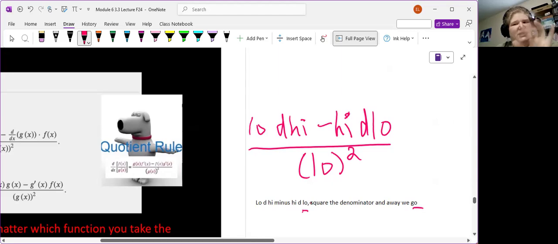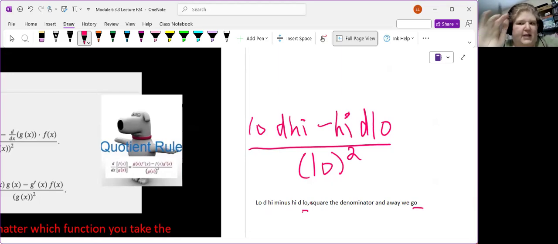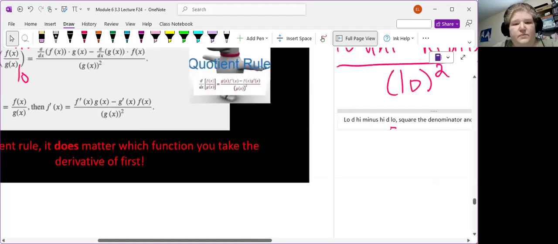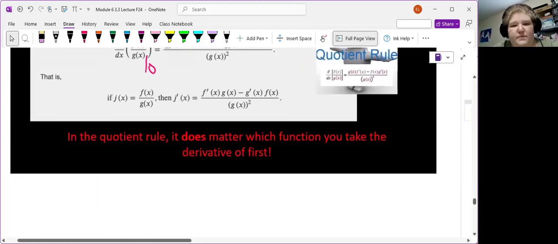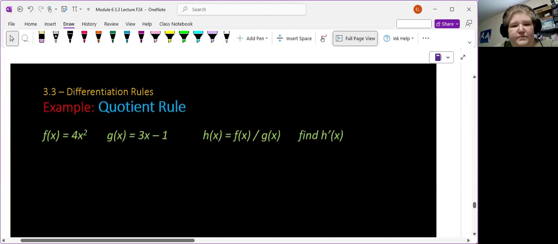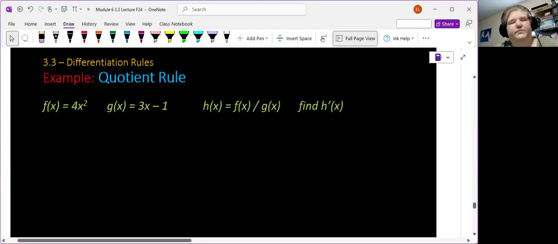So the top is kind of similar to the product rule because we're doing a thing times the derivative of the other, and then the other thing times the derivative of the first. But we have a minus in between, and we have this extra denominator squared. So we're going to have to use the quotient rule a lot. We're going to use it when we get to our trig derivatives. So let's try it out.